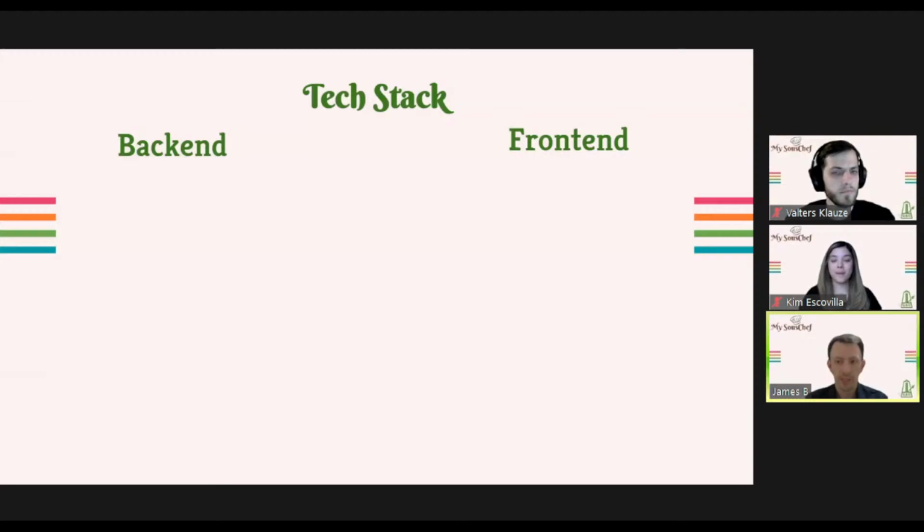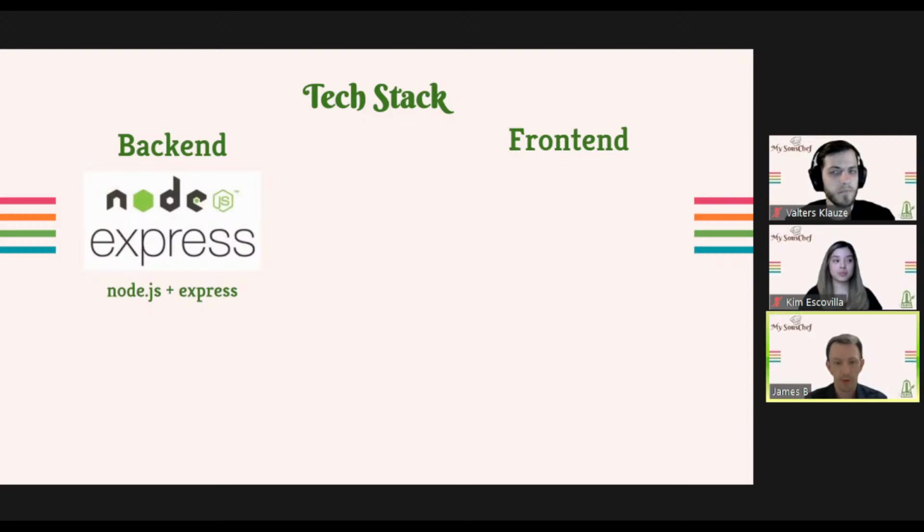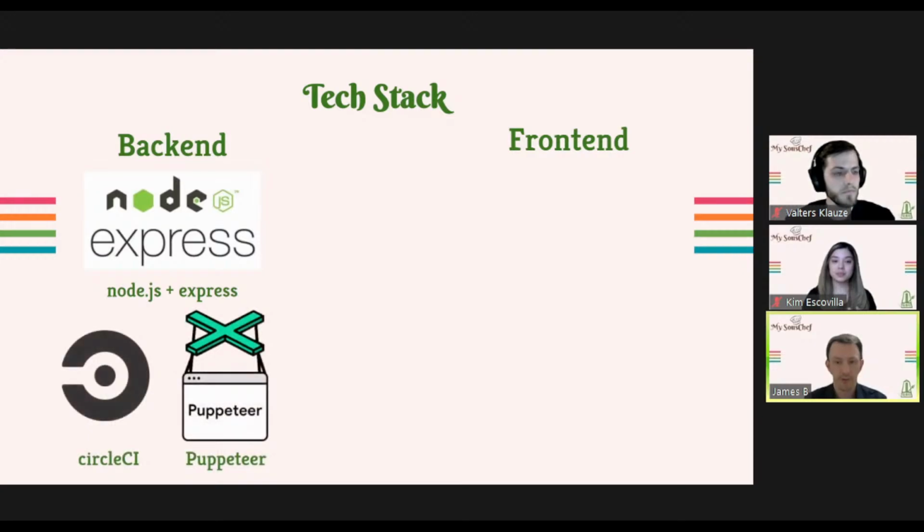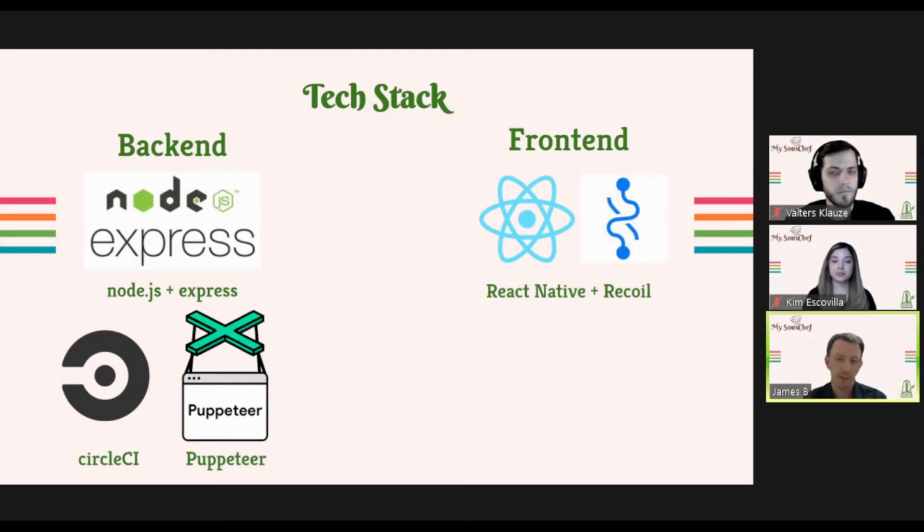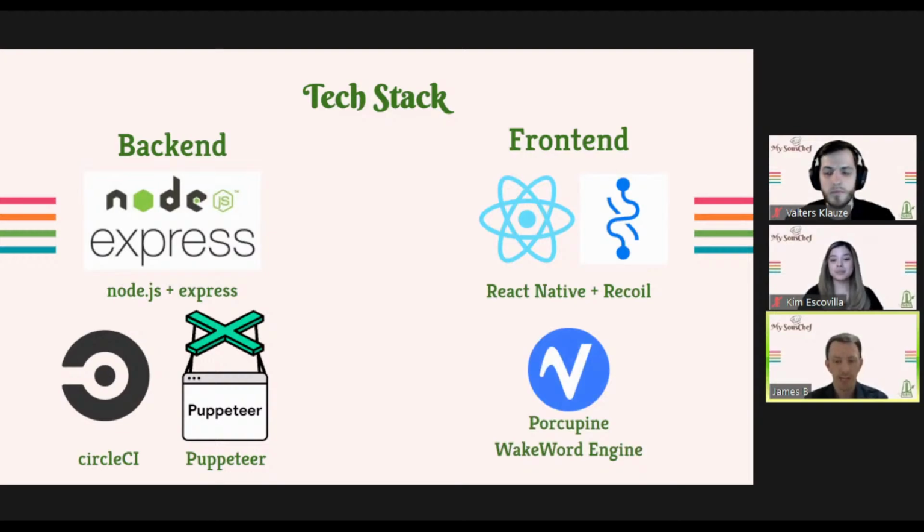So how do we achieve this? In the back end of the application, we use Node and Express to serve up the recipe data that had been scraped using Puppeteer, and we used CircleCI for our continuous integration. In the front end, the app was developed using React Native with Recoil for state management, and we used Porcupine Wakeword Engine and React Native Voice for our voice controls. Now let's pass to Kim, who's going to talk you through our development process.